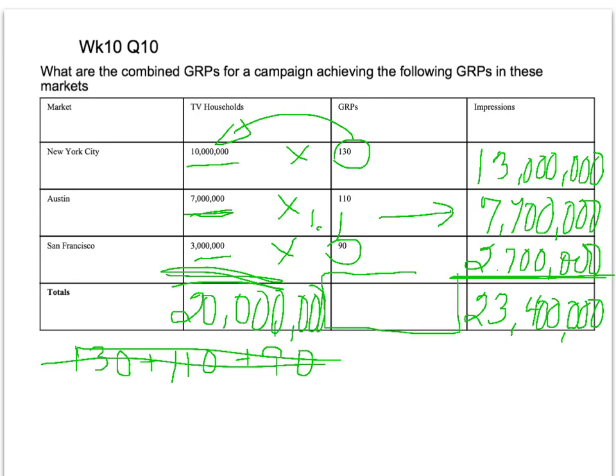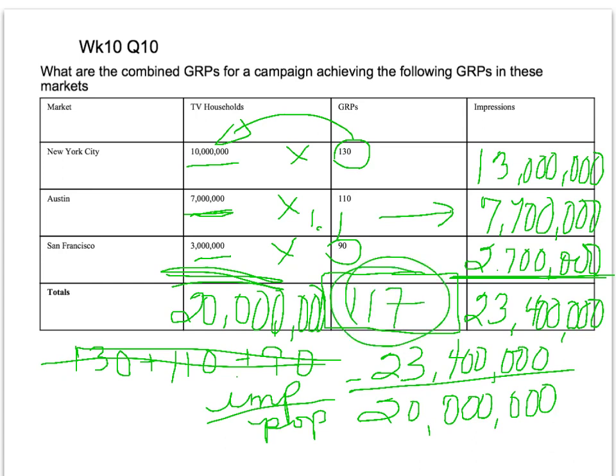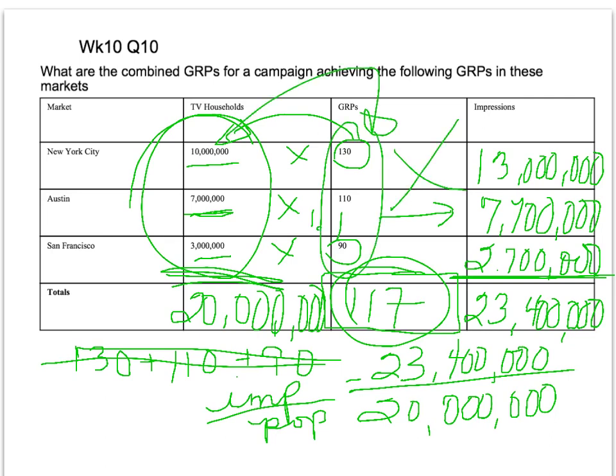Now we're ready to calculate total GRPs, because again, we know it's impressions divided by our population. So impressions of 23,400,000 over a total available population of 20 million gives you GRPs of 117 in total. When your bases are different, you must remember not to add up your GRPs. You've got to tally your TV households and your total impressions.